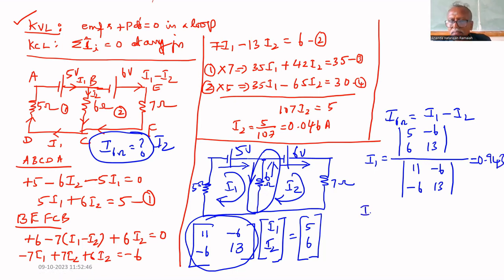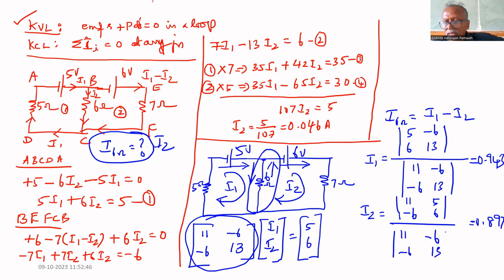I2 equal to what? We have to replace the second column. So we write the first column as such, 11 and minus 6, and replace the second column by Cramer's rule. What you will get is 5, 6 divided by the determinant of 11, minus 6, minus 6, 13. That is equal to 0.897.